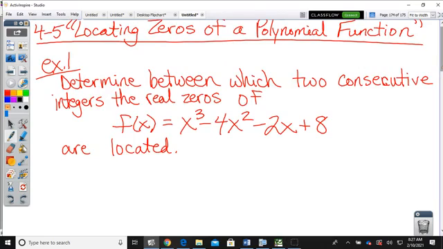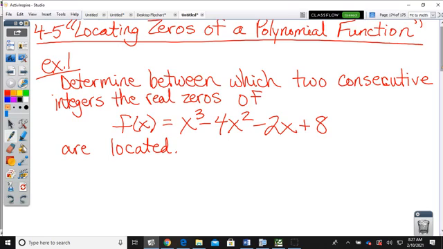So it says determine between which two consecutive integers the real zeros of f of x equals x cubed minus 4x squared minus 2x plus 8 are located. You have done this before in the previous sections. They're just kind of making it easier. They don't actually want to know the actual zeros. They just want to know roughly where they are.